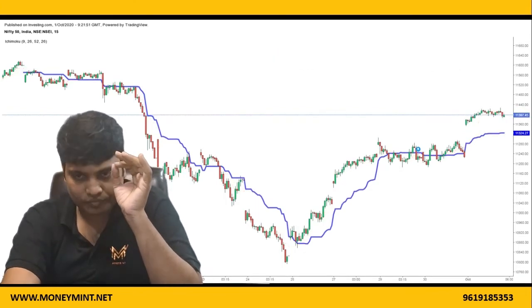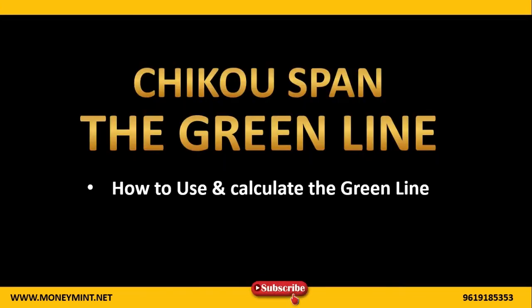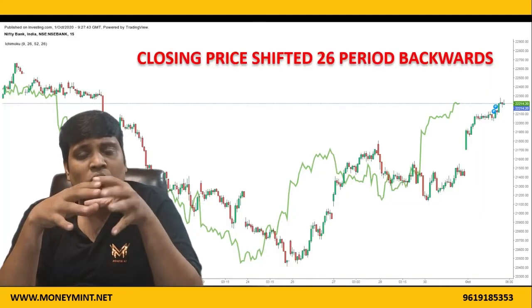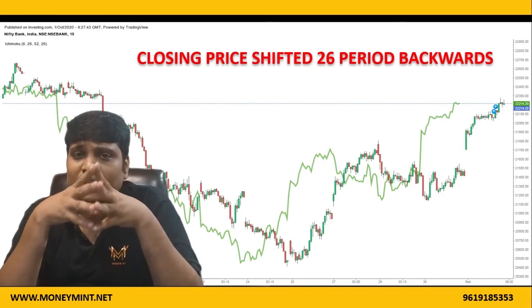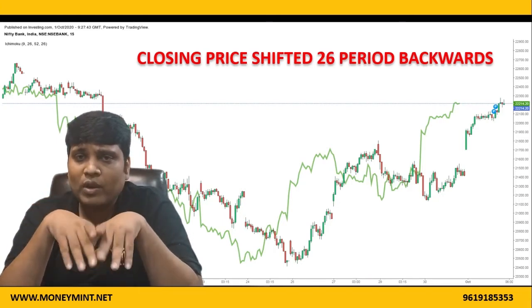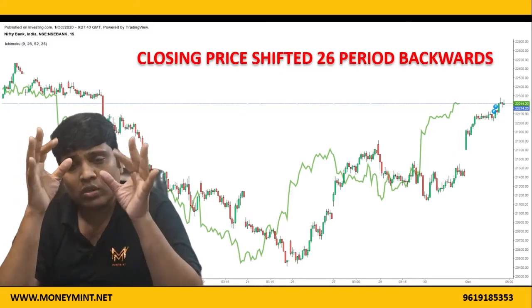Now once you understand the use of the blue line, the next line we are going to see is the Chikou span green line, how to use and calculate it. In the previous parts we have seen the red line and the blue line. Now what is this Chikou span green line and what is its use?